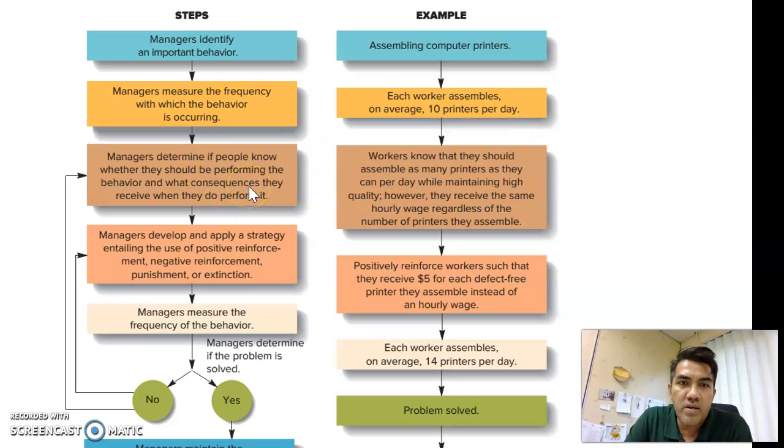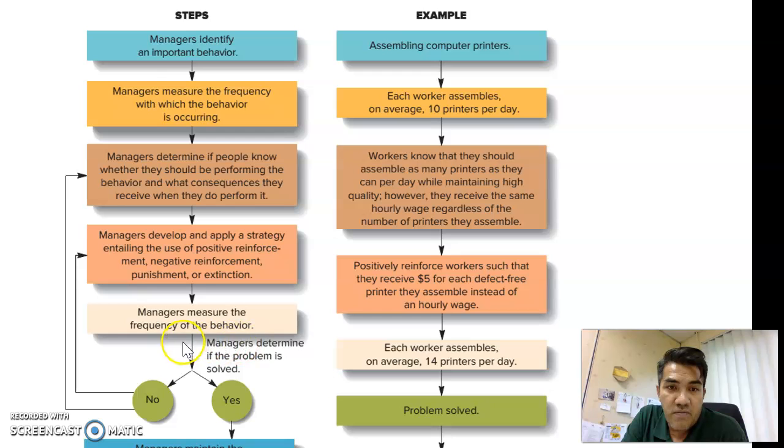Determine if people knew whether they should be performing the behavior, and what consequences they receive when they do perform it. Workers know that they should assemble as many printers as they can per day while maintaining high quality. However, they receive the same hourly wage regardless of the number of printers that they assemble. So managers develop and apply a strategy entailing the use of positive reinforcement, negative reinforcement, punishment or extinction. Positively reinforce workers such that they receive $5 for each defect-free printer they assemble instead of an hourly wage.